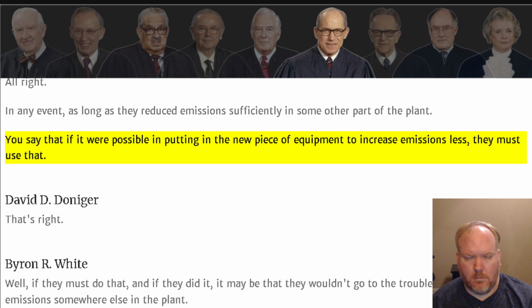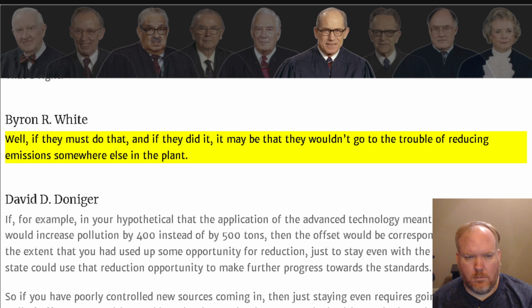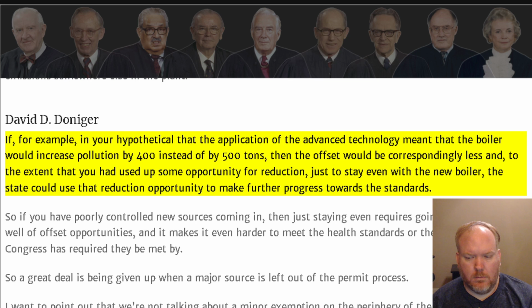You say that if it were possible in putting in a new piece of equipment to increase emissions less, they must use that. That's right. Well, if they must do that, and if they did it, it may be that they wouldn't go to the trouble of reducing emissions somewhere else in the plant. If, for example, in your hypothetical, the application of the advanced technology meant that the boiler would increase pollution by 400 instead of by 500 tons, then the offset would be correspondingly less.